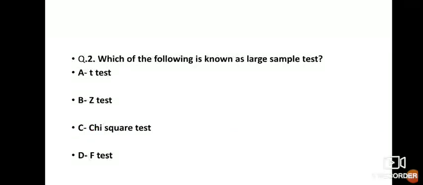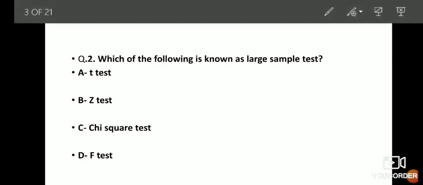Then next, which of the following is known as the large sample test? The given options are t-test, z-test, chi-square test and f-test. As we know, the z-test is known as the large sample test, and basically we use it when the sample size is more than 30. So here the correct answer is z-test, that is given in option B, z-test.